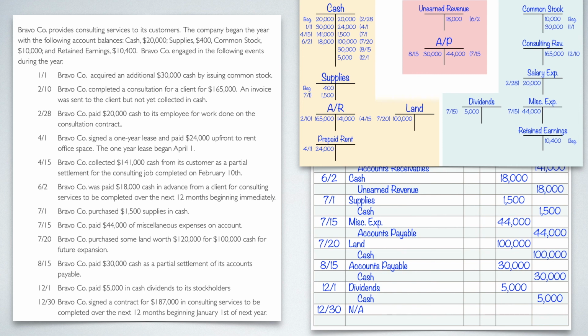That's how we do the journal entries in the T-tables for this problem. In the next video, we will be taking all of this information and putting it into a trial balance.